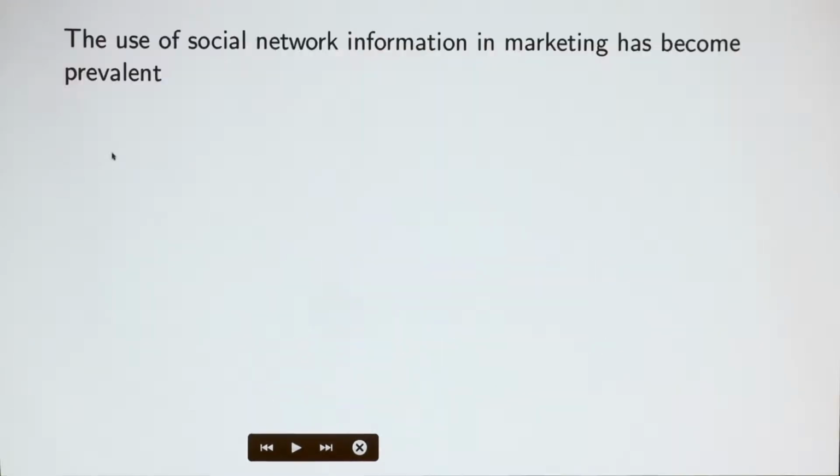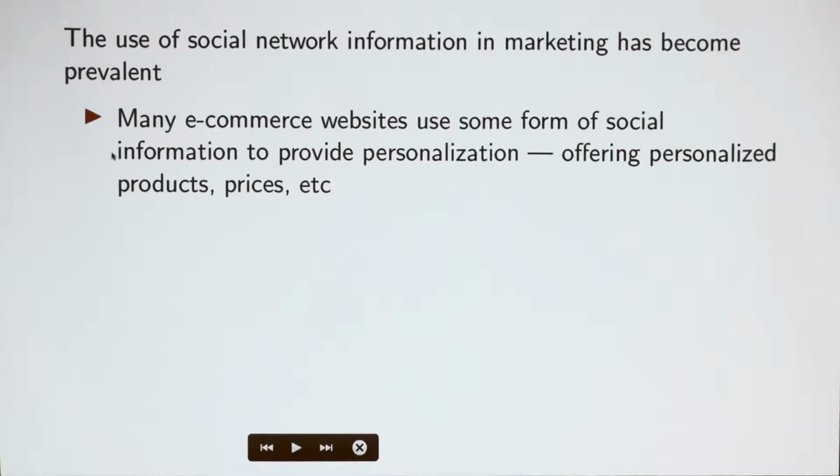Let me first walk you through the motivation of our paper. Actually, this is a very straightforward story. In recent years, the use of social network information in marketing has become more and more popular. For example, some e-commerce websites might use some form of social information to provide personalization, for example, personalized coupons for different customers.